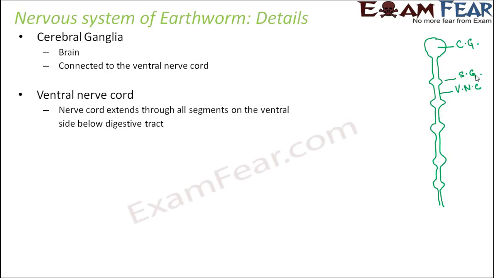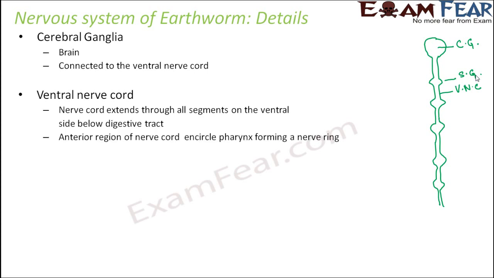Ventral nerve cord, it is a nerve cord that extends through all the segments on the ventral side below the digestive tract. Obviously the ventral side is the side towards the belly, and it is located below the digestive tract. So just now while we were talking about the blood vessels, I told you there is a subneural vessel which is located even below the ventral nerve cord. So the situation is like this. First you have the digestive tract. Below the digestive tract you have the ventral nerve cord. Below the ventral nerve cord you have the subneural vessel.